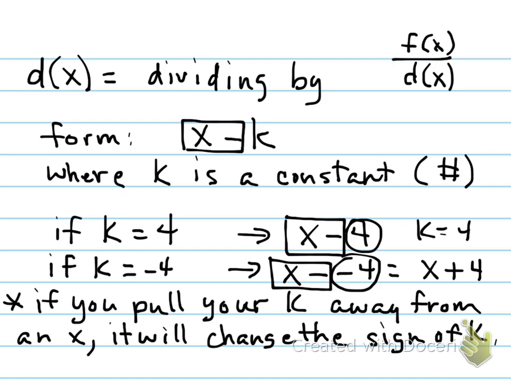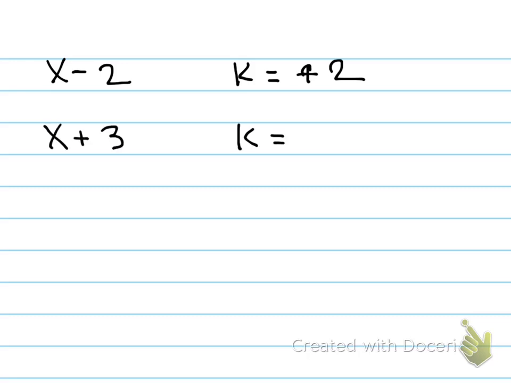So if it's x minus 2, what's k going to be? Positive 2, yeah. And I always write the signs to remind myself. You don't have to, but okay. What if it's x plus 3? Then what's my k going to be? Negative 3. Okay? You pull it away from your x, and it always changes its sign. Because x plus 3, written as a minus, is really x minus a minus 3. So there's your k.